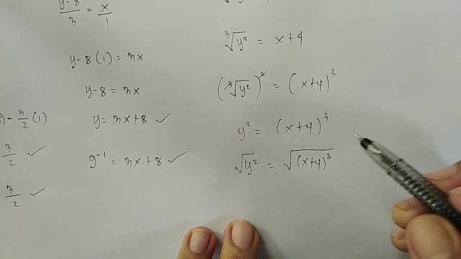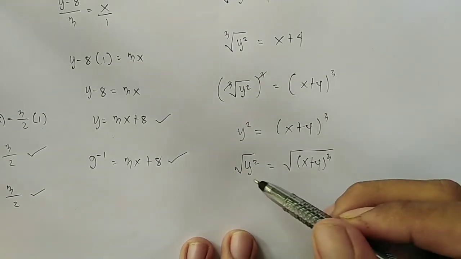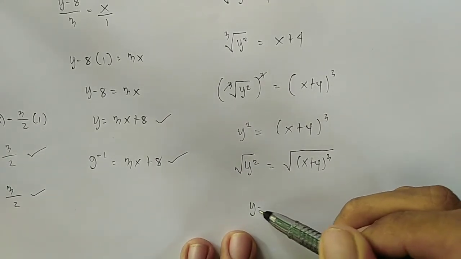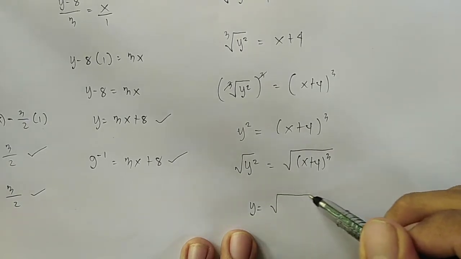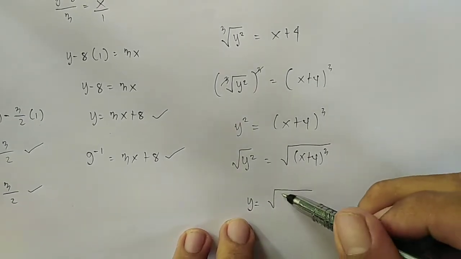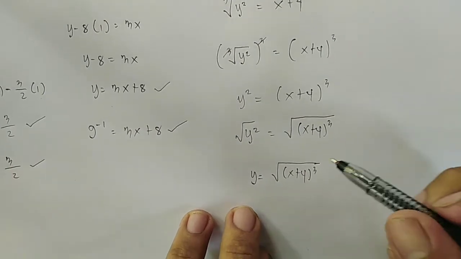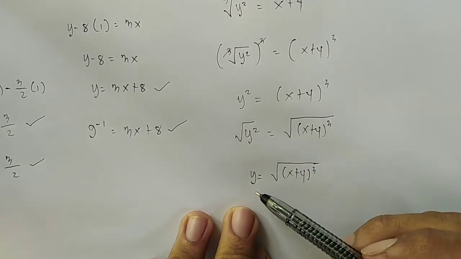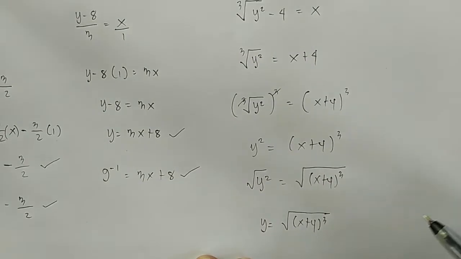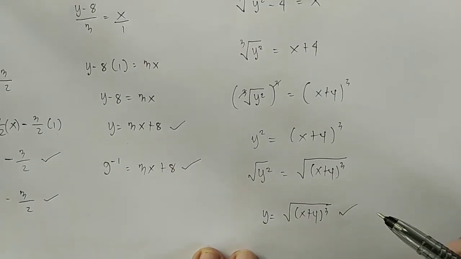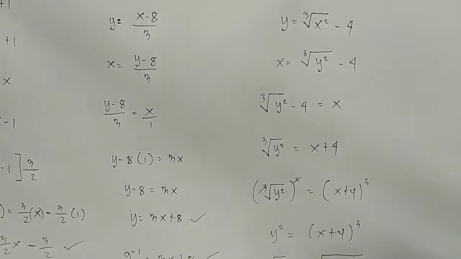So we have here now square root of y squared, that is only y. So then in the right side it will become (x + 4) cubed. So since this is already expressed in terms of y, we can say that this is already the inverse, and we have to write this one in the form of inverse function.